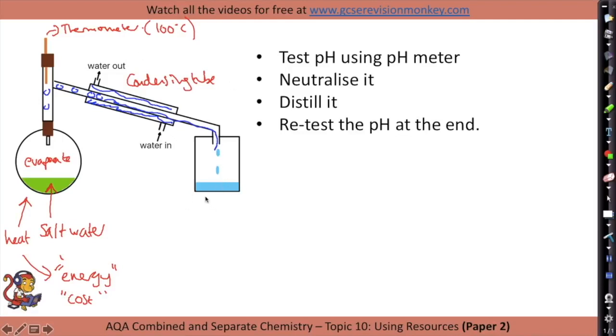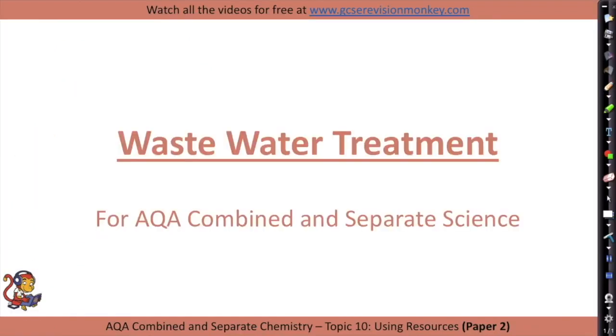Now with distillation, not only is your water potable but it is also pure. Because you are doing the distillation process, only the water particles are evaporating. When they reach their boiling point, you're leaving all of the dissolved salts in the flask and you are getting pure water. The final topic for paper 2 in chemistry is all about how we treat wastewater.